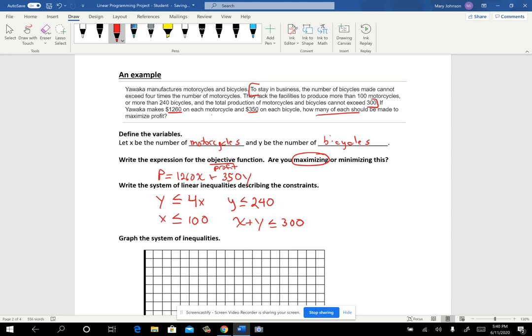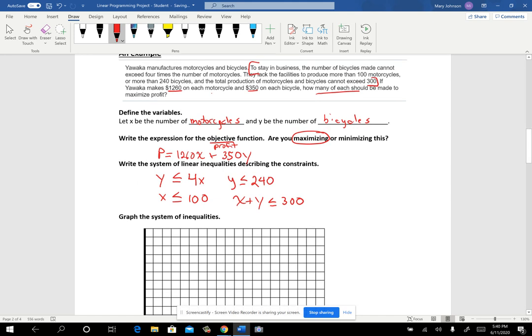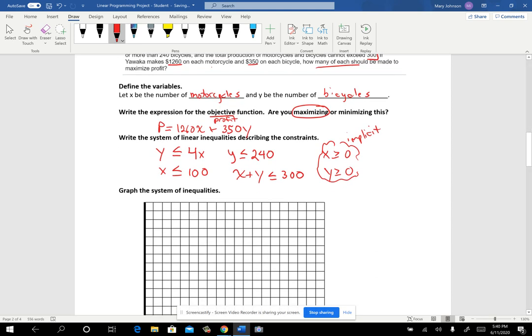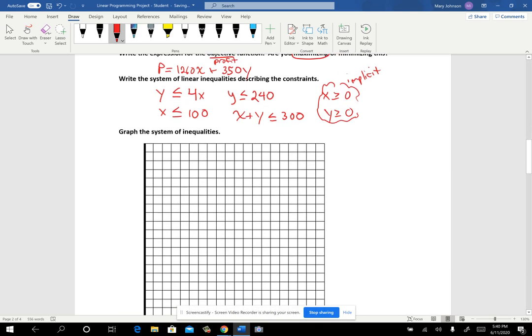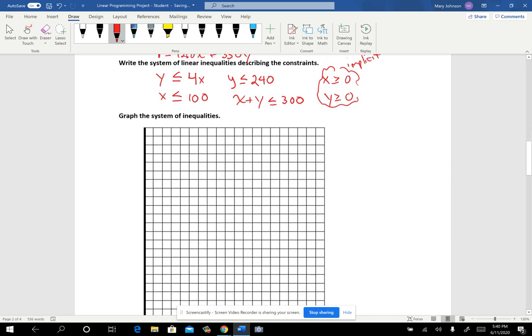Now, some other things you probably know, is that they can't make negative numbers of motorcycles, and they can't make negative numbers of bikes. Okay, so that's an assumption. These are implicit, sometimes we say. They don't have to tell you that. You know you can't do negative numbers, okay? All right, so now our job is to graph the system of inequalities. That's all those constraints. So we're going to do that. We have 4 of them to graph.